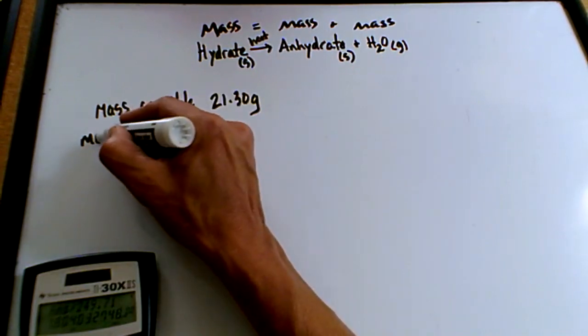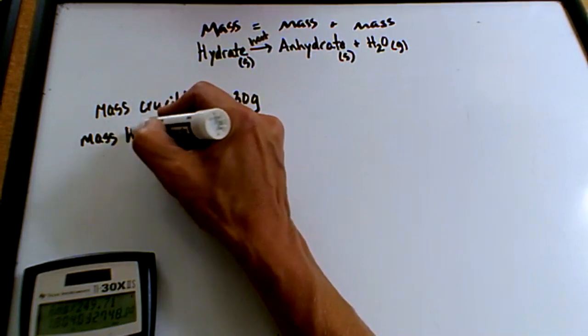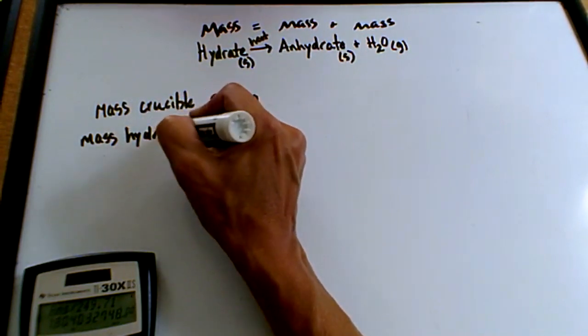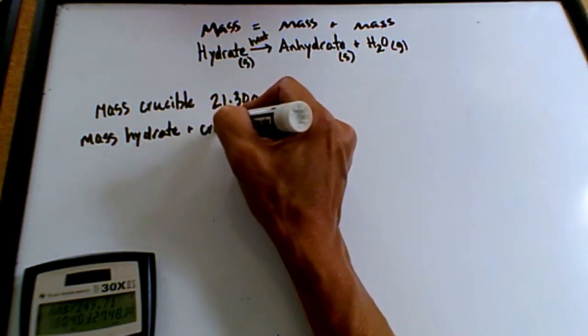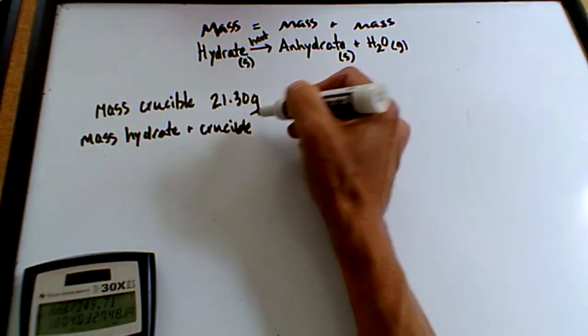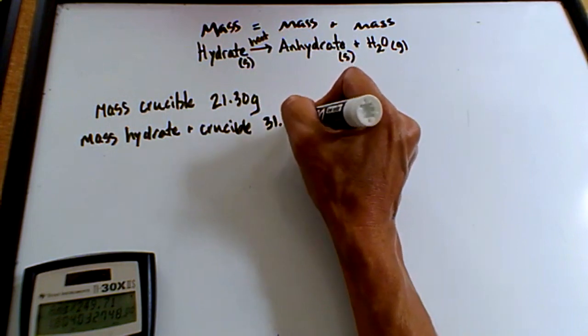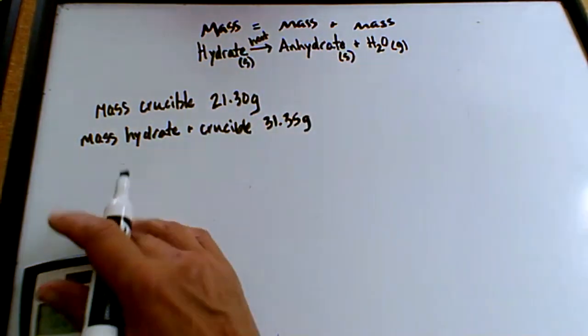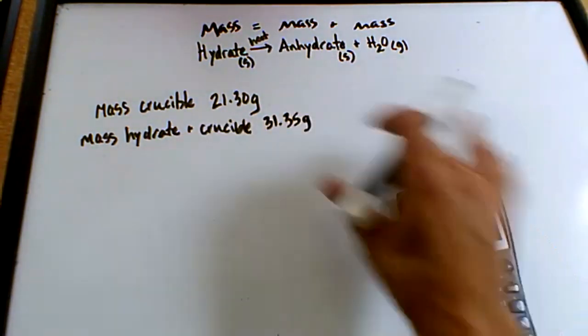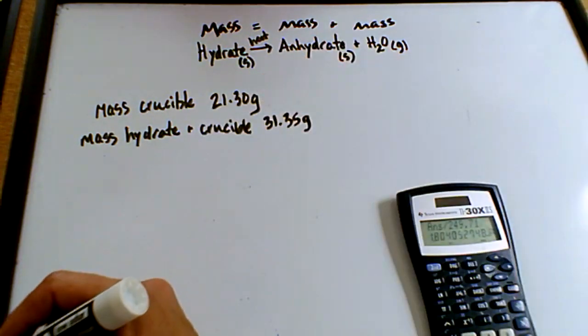We then put our sample of our hydrate, and we'll figure out what type it is in a minute, in our crucible. We remass it, and we get 31.35 grams this time. Notice it went up because we put our hydrate in there.